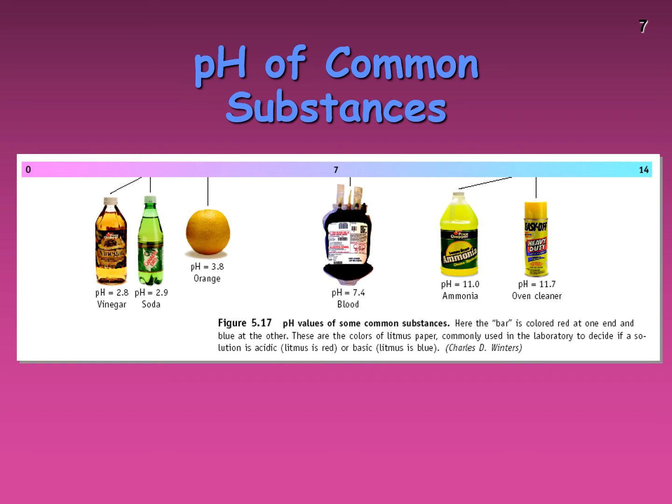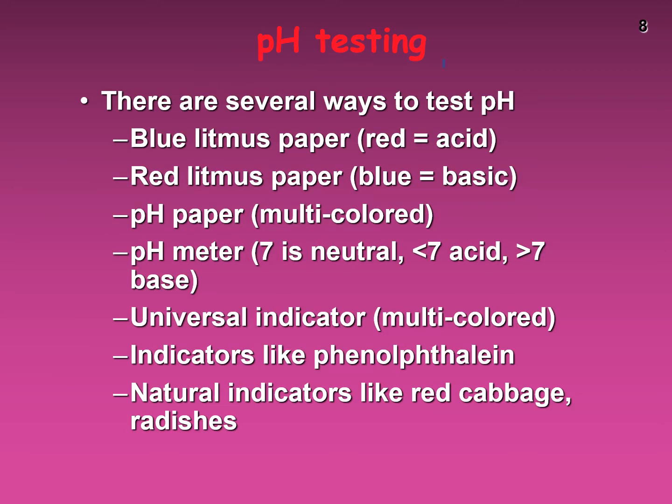Okay, this one is the pH of common substances. I'll try to look at these. Blood, ammonia, oven cleaner, vinegar, soda, and orange. Those are the examples of common substances that have a pH level of acids and basic. Okay, we have pH testing. There are several ways to test pH. First, we have blue litmus paper, red litmus paper, pH meter, pH paper, universal indicator, indicators like phenolphthalein, and natural indicators like red cabbage and radishes.